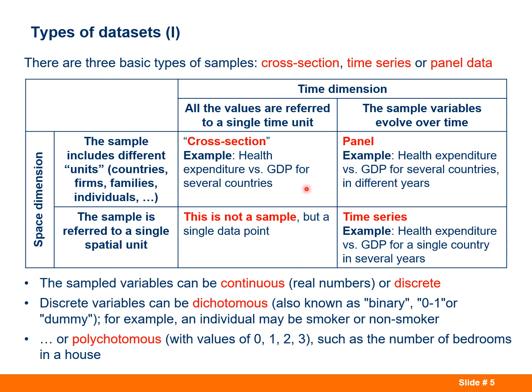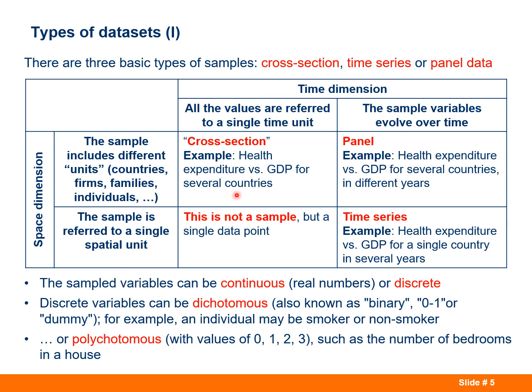If we move upwards, this will be the starting point of our syllabus: cross-section data. Cross-section data refers to a case in which all the values are referred to a single time unit, or time is irrelevant, and also the sample includes different units. An example would be health expenditure versus GDP for different countries.